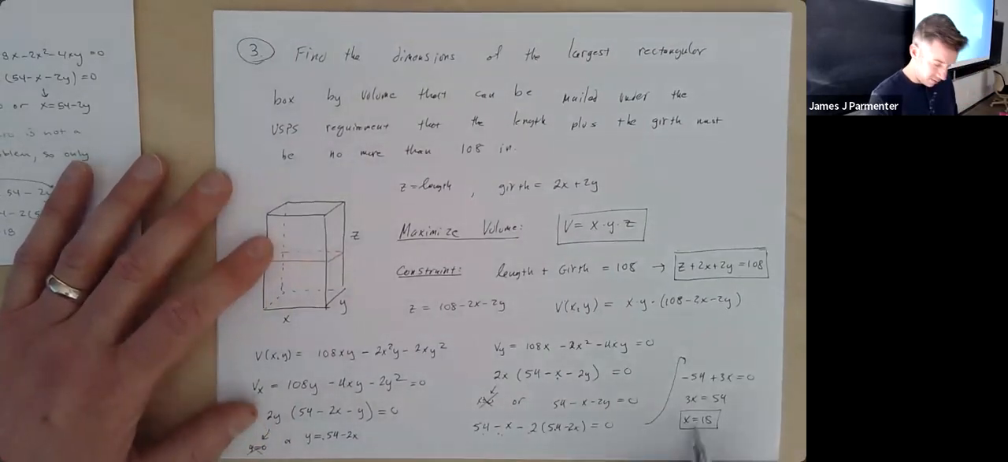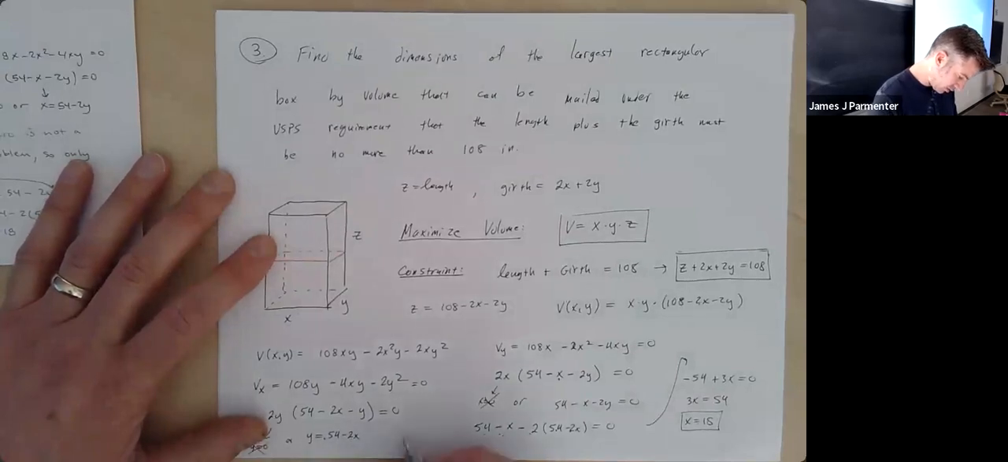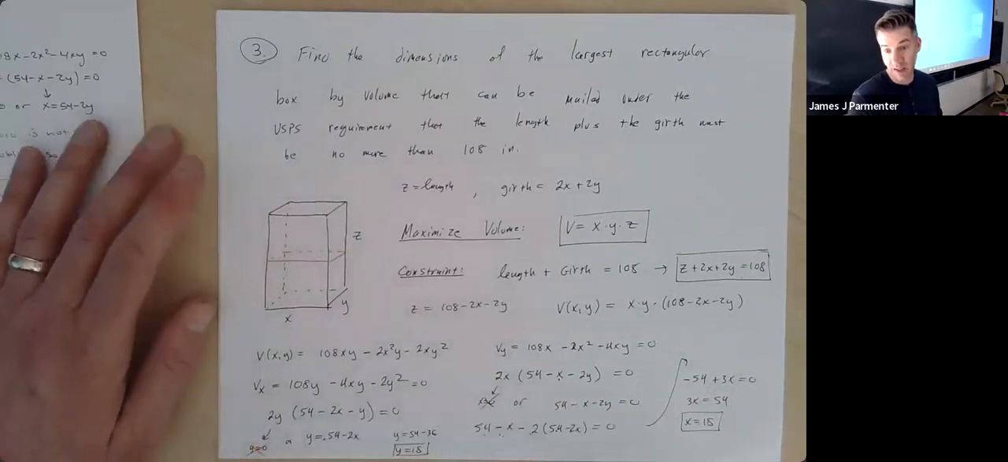And then looking back over here, I'm going to get y equal to 54 minus 2 times 18. 54 minus 36 is also 18. No surprise. We were already expecting x and y to be the same.